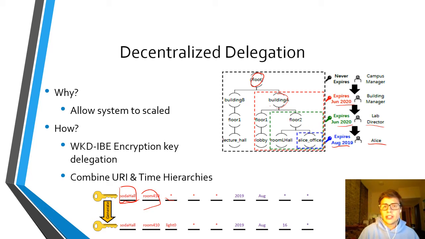This is pretty important because no single participant can see all delegations, so it allows for a lot of privacy for the user. And also the total number of keys ends up being logarithmic rather than having to have symmetric encryption keys based on every device in Alice's office be given to the campus manager or building manager or lab director and then Alice herself.